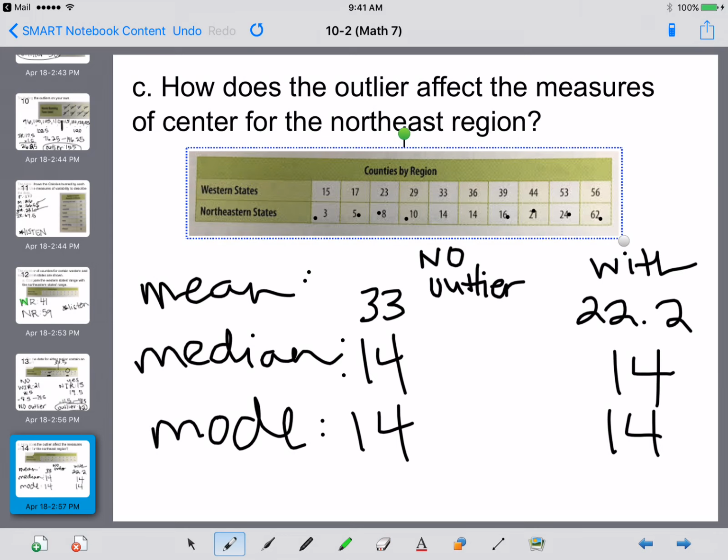So how does the outlier affect our measures of center for the northeast region? Well, it doesn't change much with the mode and the median. So that's why we usually pick the median when there's an outlier or an extreme in our data set. But what does it do to our mean? It actually made our mean smaller. So including our outlier in the information, our mean got smaller than it did not including the outlier.